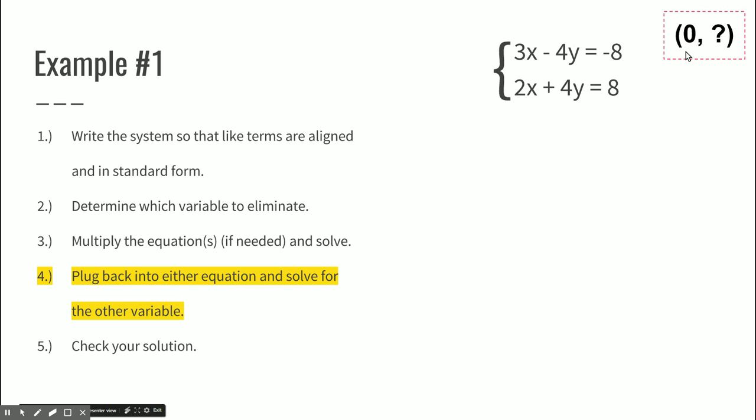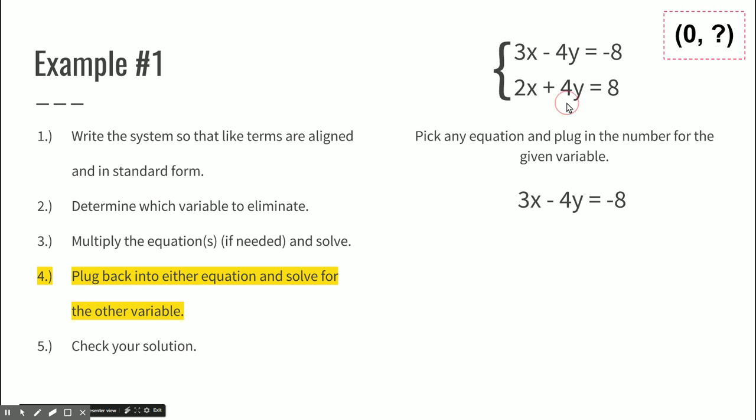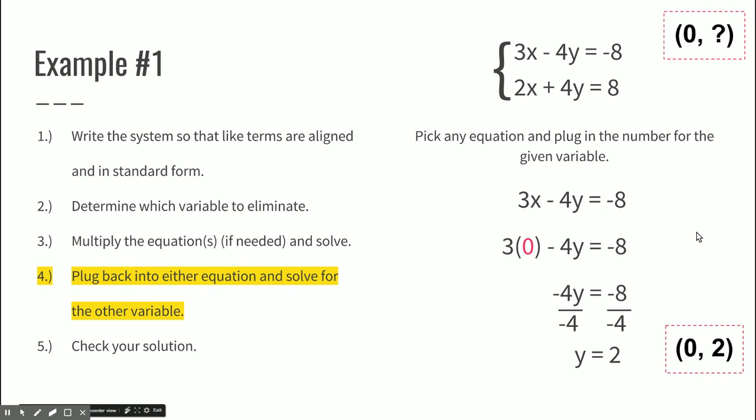And now we have to find y. And this is the easy part, because all you have to do is pick one equation, and it doesn't matter which one, and plug in the 0 for x and solve. So in this case, I'm going to plug the 0 into the first equation, for x. So 3 times 0 is 0, which leaves me with just -4y equals -8. I divide both sides by -4, and y equals 2. So our solution to both of these equations is (0, 2).